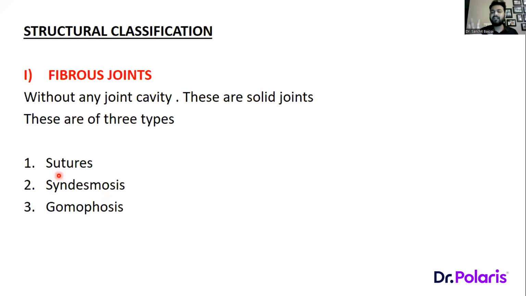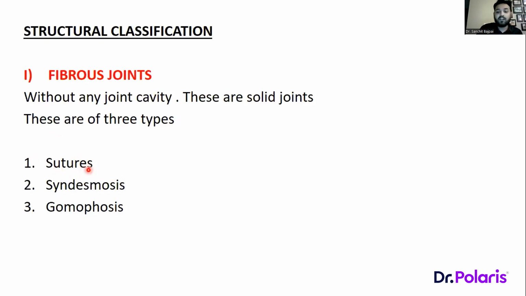Just remember that these are three types of fibrous variety of joints under structural classification. Fine? Okay. Now we'll see one by one. You know two important things in fibrous joints: they don't have a joint cavity, and they are rock solid. They don't have any kind of movement in between them. That's what fibrous joints are. So let's see the first part of fibrous joints.